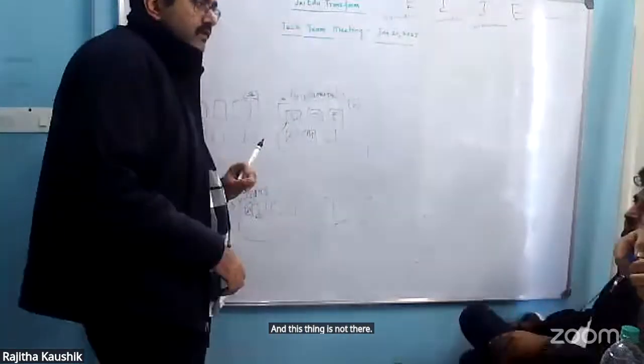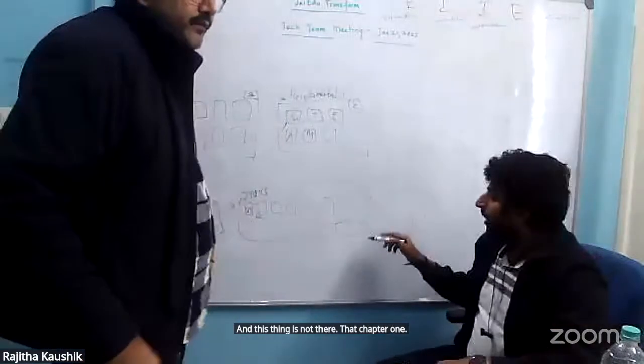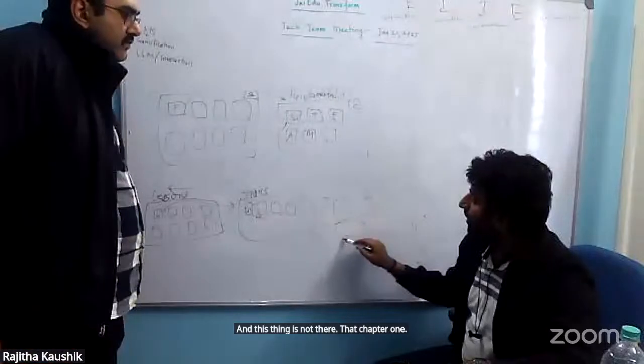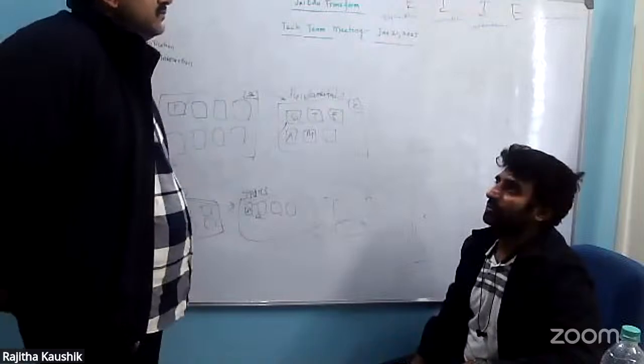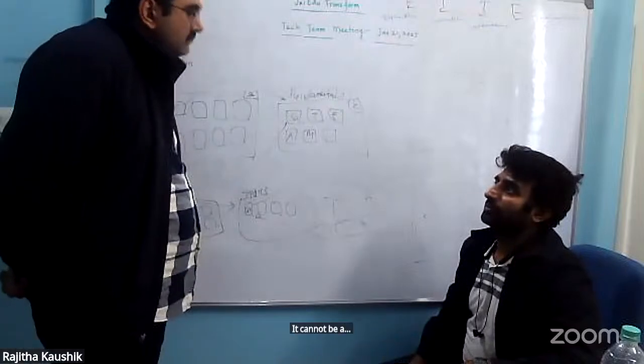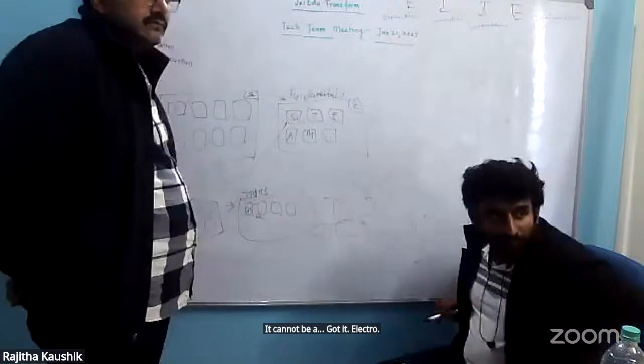The chapter one is coming from the UI. Yes, when you click chapter one, it will take you to another user interface. What is the topic? That's the point. See, here is the nomenclature problem. Under the lesson, the topic is electricity.